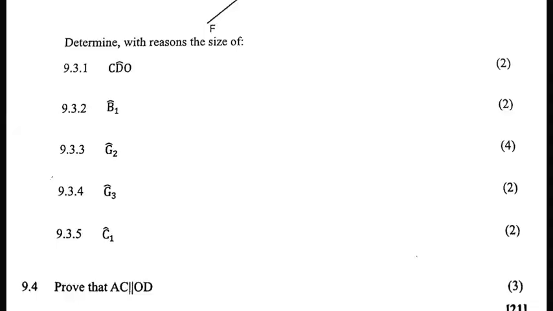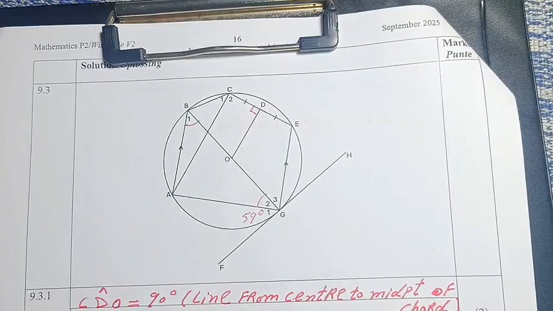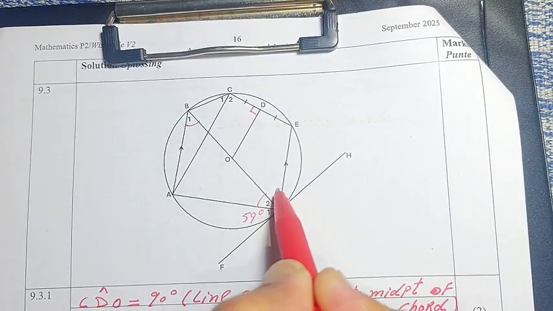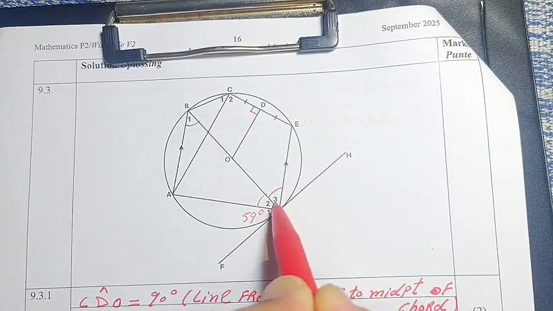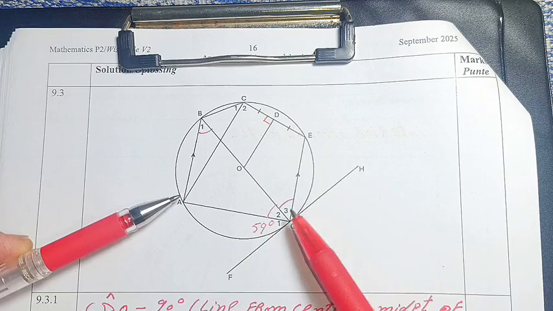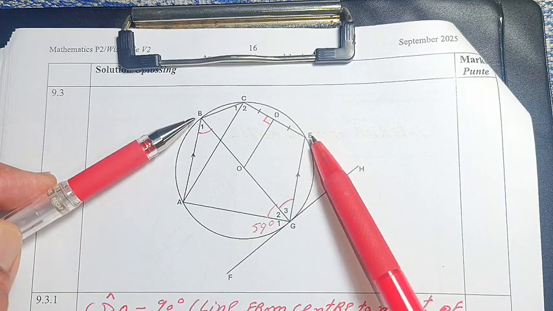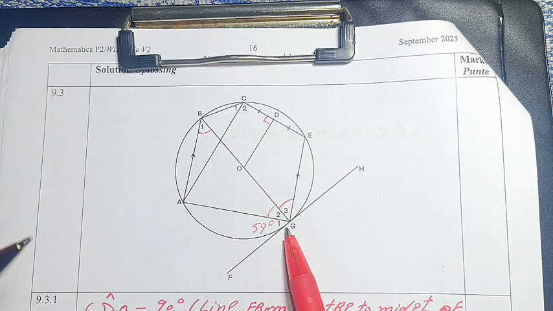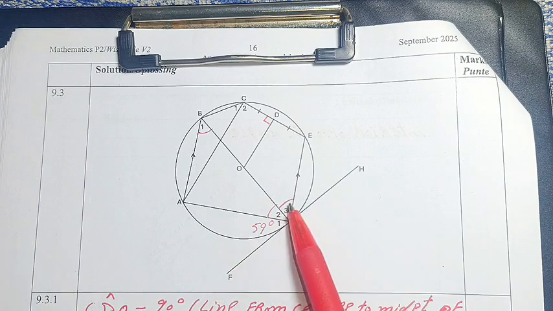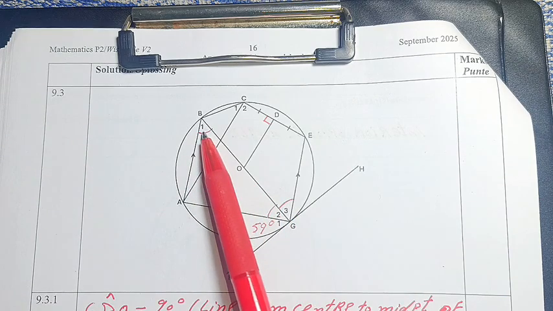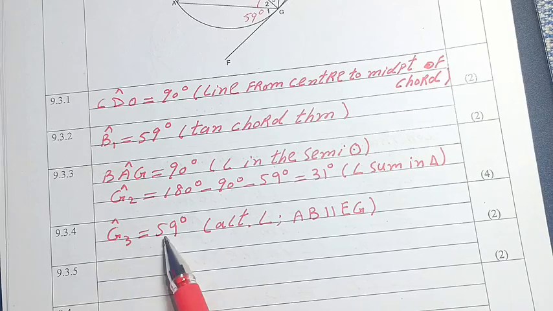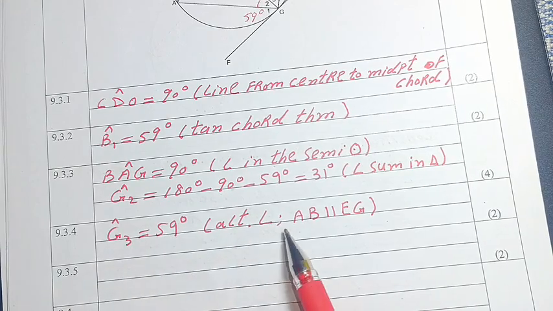9.3.4 angle G3. Now we need to find this angle G3. AB is parallel to EG, and this is a transversal line. So angle G3 is going to be equal to B1, alternate angles. So angle G3 is equal to 59 degrees, alternate angles, AB parallel to EG.